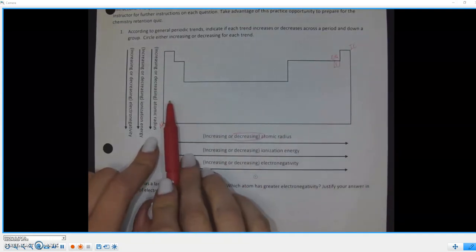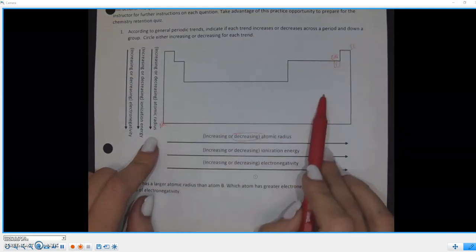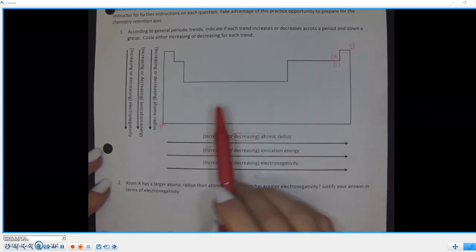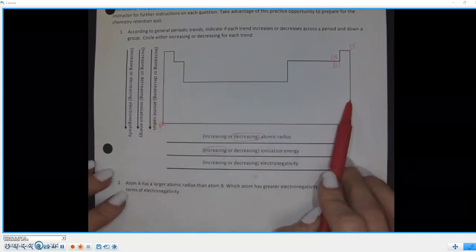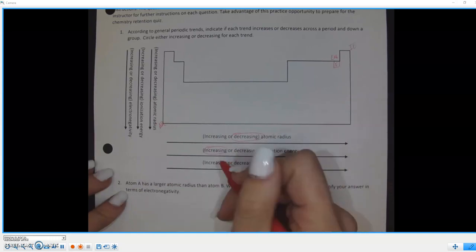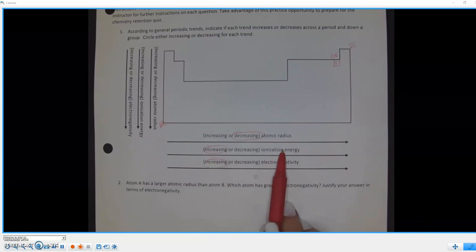But we are increasing in ionization energy, right? We're getting closer to where it's the largest. And then as far as electronegativity goes, as we move across a period on the periodic table, we are also increasing. That's because the relationship between ionization and electronegativity is directly proportional. When one gets big, the other one gets big.